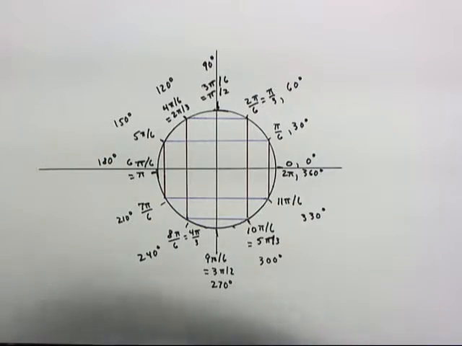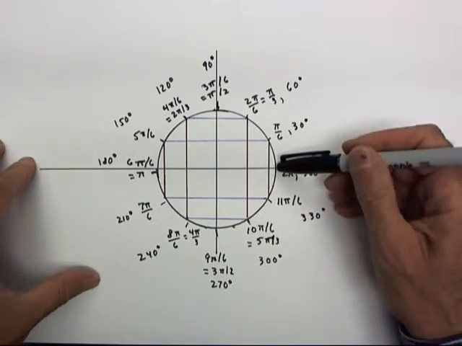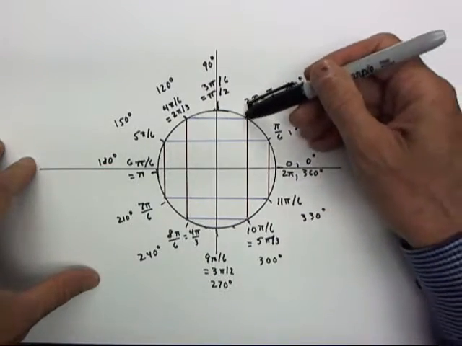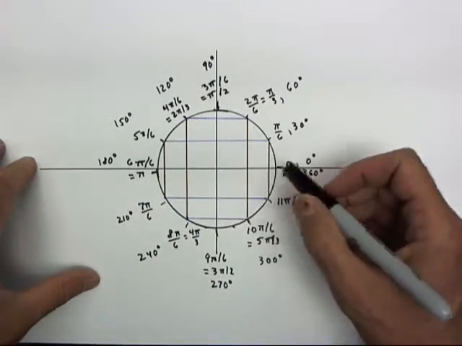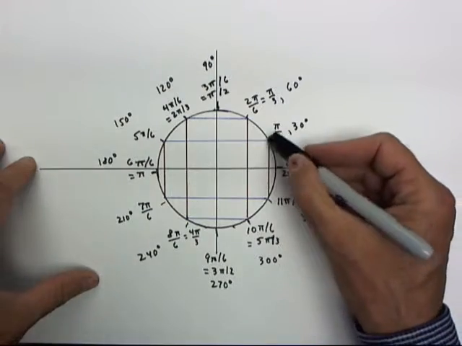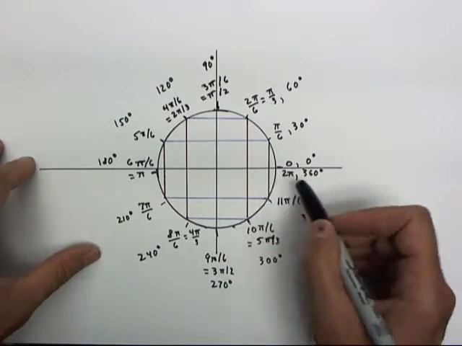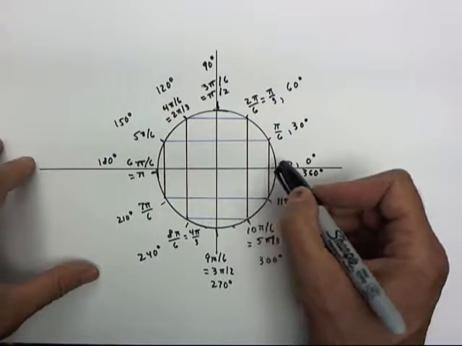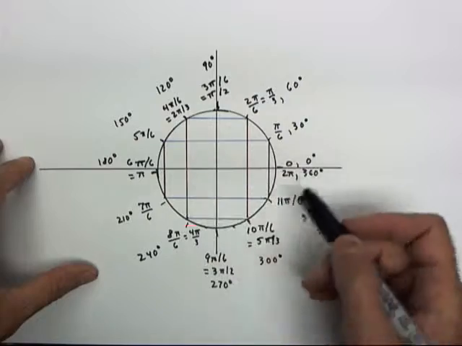Here we've got a pretty good picture of a circle with 12 equal arcs around the circle. Each of those arcs is 30 degrees or pi over 6 radians. And we've labeled the angles as they would be counted if we start here and move counterclockwise.